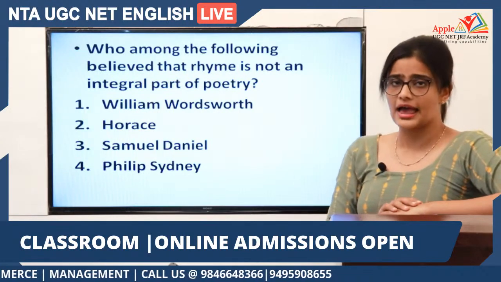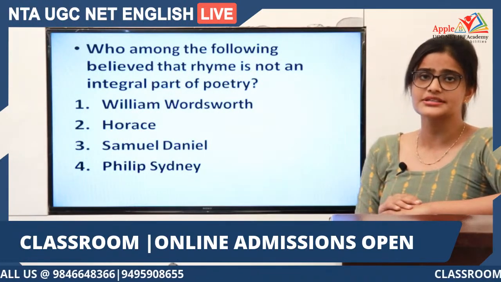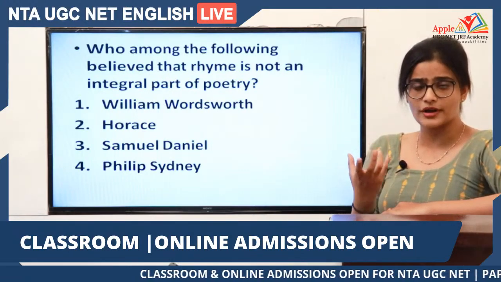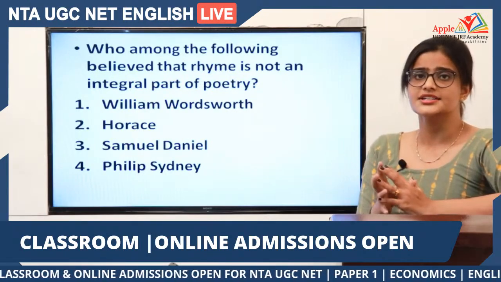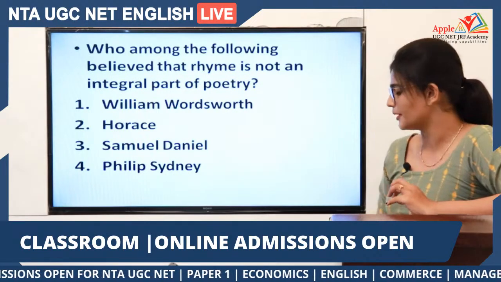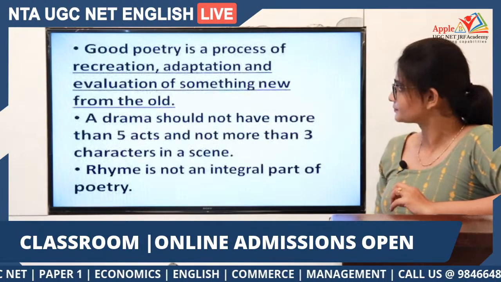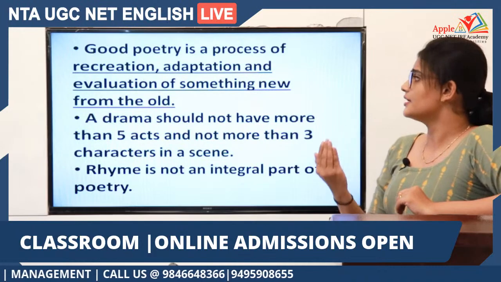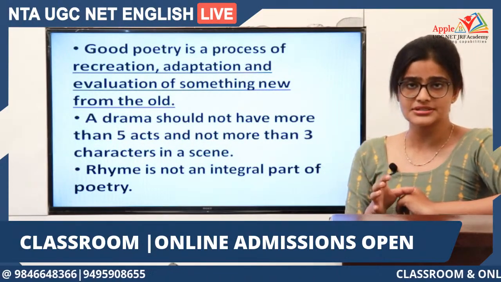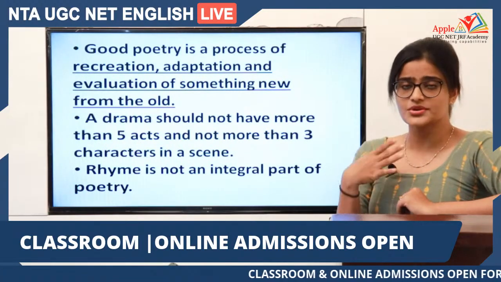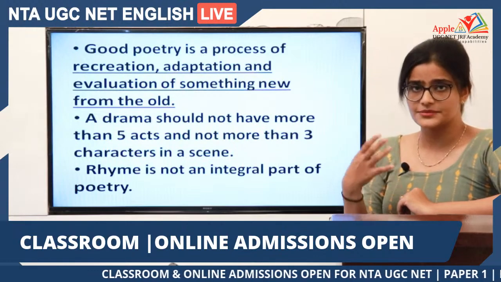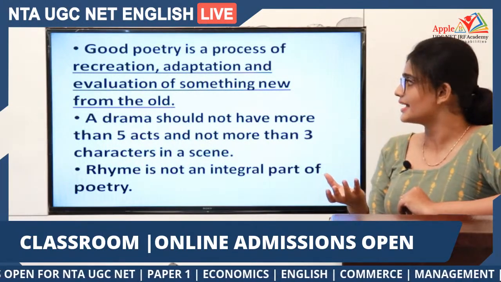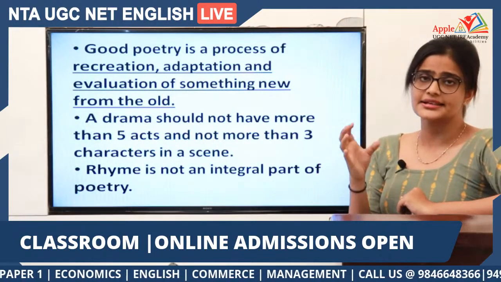In the previous question, we already mentioned that Horace had written Ars Poetica, in which he discusses the important topics that a poet should cover, and divides Ars Poetica into 3. These are some of the important things that you have to remember. According to Horace, good poetry is a process of recreation, adaptation, and evolution of something new from the old. He never says that a good poetry is an imitation of something that already exists. According to him, it is a recreation, adaptation, and evolution of something that is considered to be old.